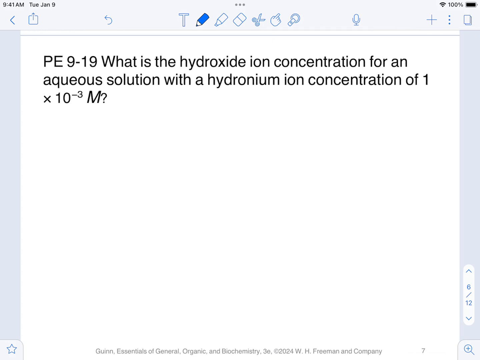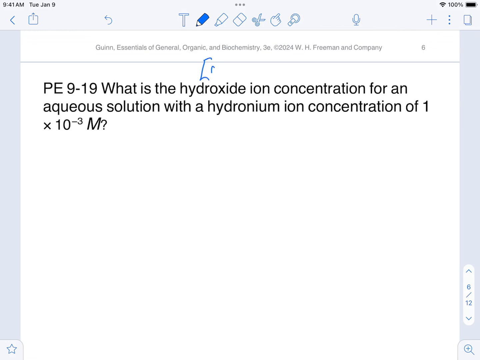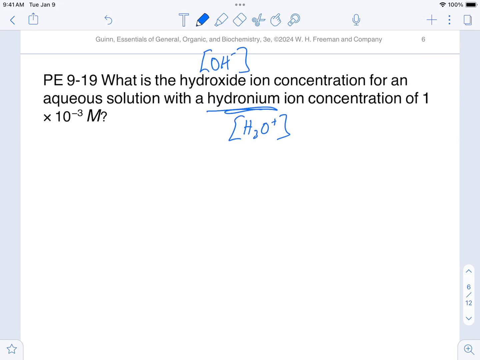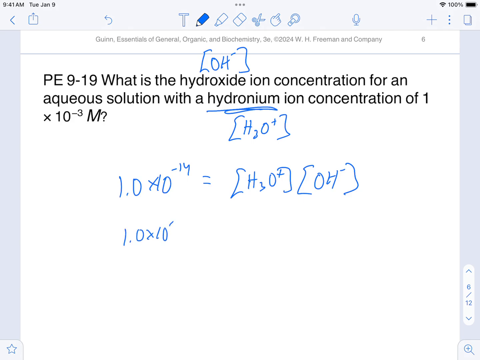So here's a practice problem that says, what is the hydroxide ion concentration? So I'm just going to draw what that is. For an aqueous solution with the hydronium ion concentration of 1 times 10 to the negative third. So if we're looking for concentrations, we know our formula, our Kw, equals the two of them multiplied by each other. So if I just plug in what I know here, I know my H3O. And I don't know my OH.